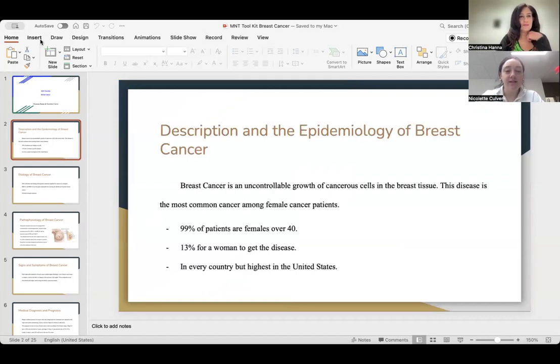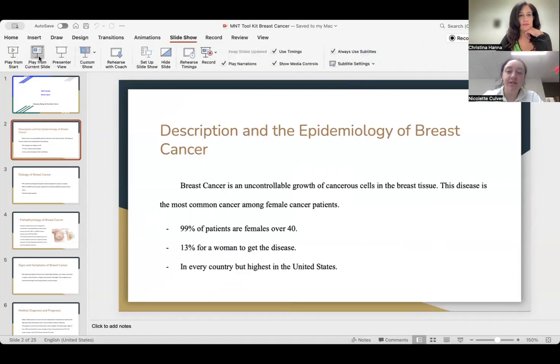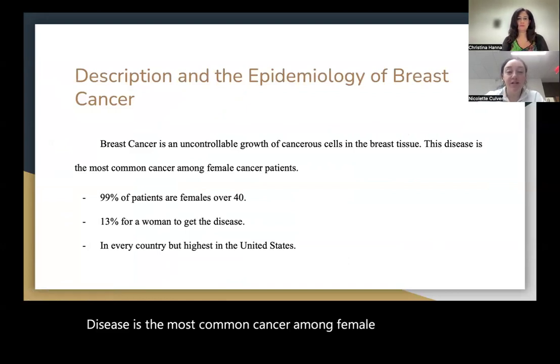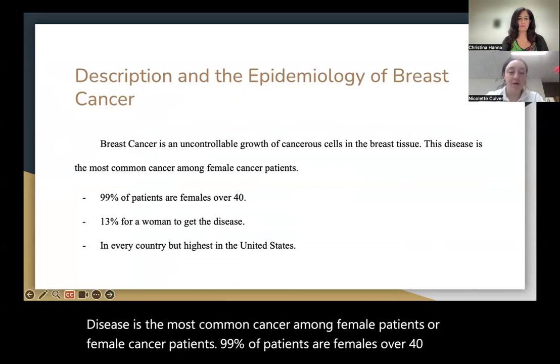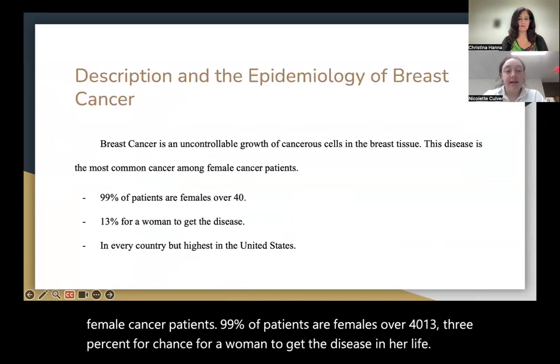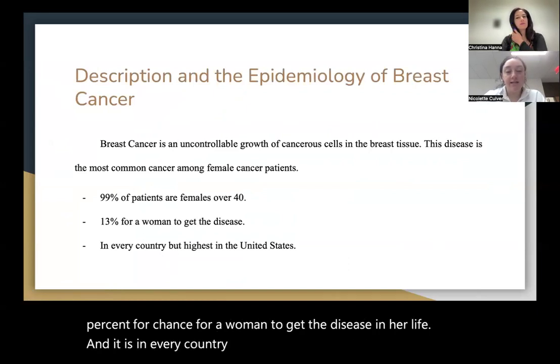So breast cancer is an uncontrollable growth of cancerous cells in the breast tissue. This disease is the most common cancer among female cancer patients. 99% of patients are females over 40, with a 13% chance for a woman to get the disease in her life. It occurs in every country, but it is highest in the United States.